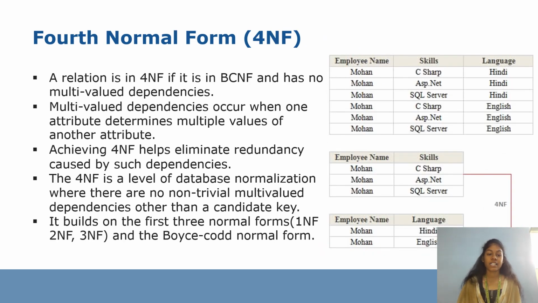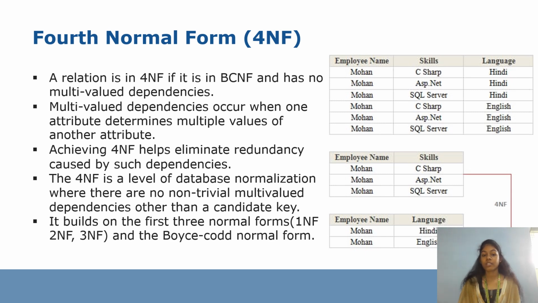A relation is in 4NF if it is in BCNF and has no multi-value dependencies. Multi-value dependencies occur when one attribute determines multiple values of another attribute. Achieving 4NF helps eliminate redundancy caused by such dependencies. The 4NF is a level of database normalization where there are no non-trivial multi-value dependencies other than a candidate key.